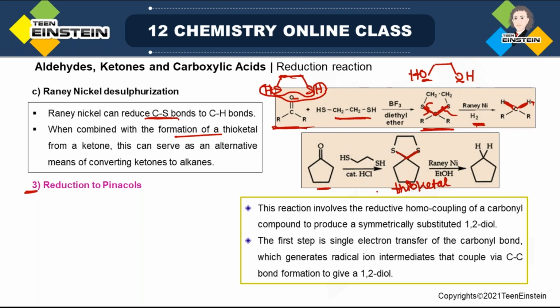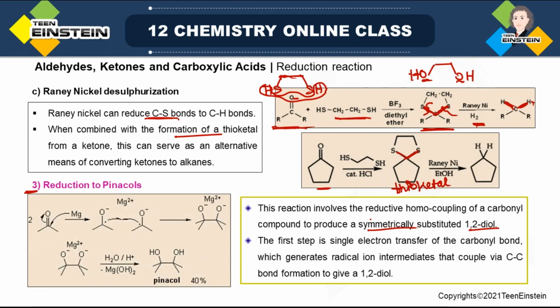Now what is pinacol? This is a molecule which is basically a symmetrically substituted 1,2-diol. 1,2-diol means at 1,2 position there will be 2 OH groups, and both sides there will be the same type of group, that is what is symmetric. So this reaction involves reductive homocoupling of a carbonyl compound. So you will take 2 carbonyl compounds, there will be radical generation on the carbon atom, and those 2 carbon radicals will be joined together and form a new C-C bond, where this 1,2-diol is the final molecule. So here the first step, single electron transfer of the carbonyl bond.